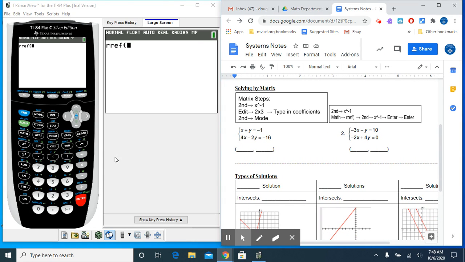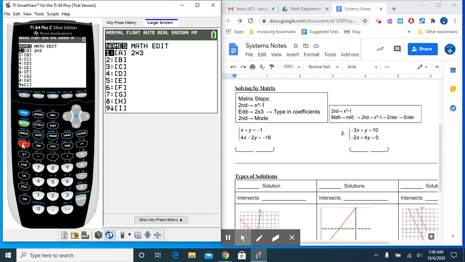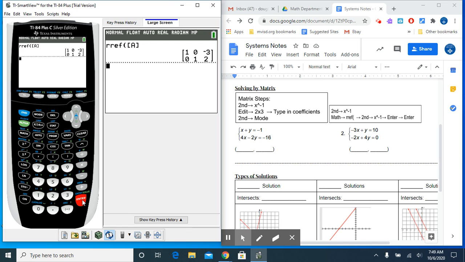And then we want to go back to second matrix because it wants to know what matrix do you want to perform that reduced row echelon on. And we're going to do the first one because that's where we put our data. So you just press enter. And you can close the parenthesis, you don't have to, it doesn't matter. And enter one more time.